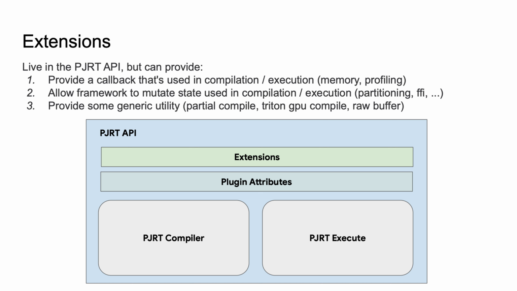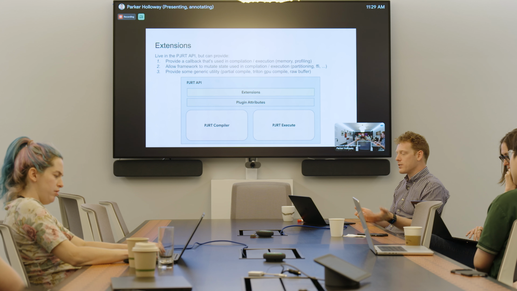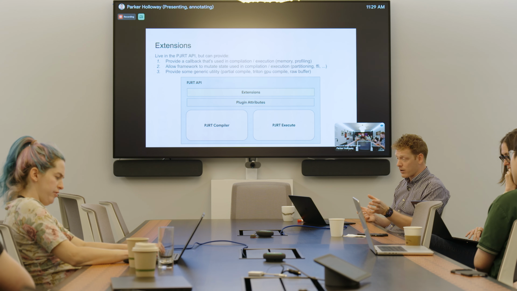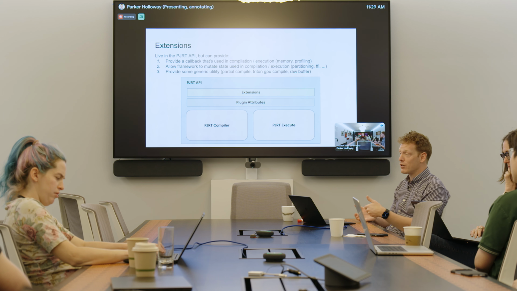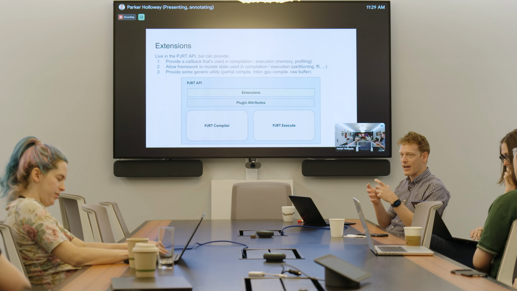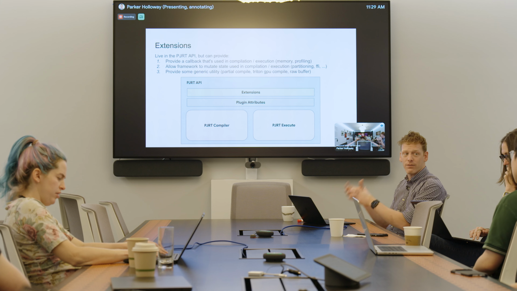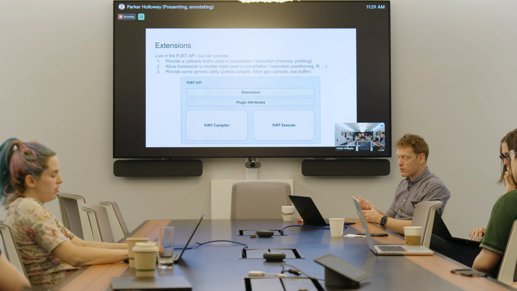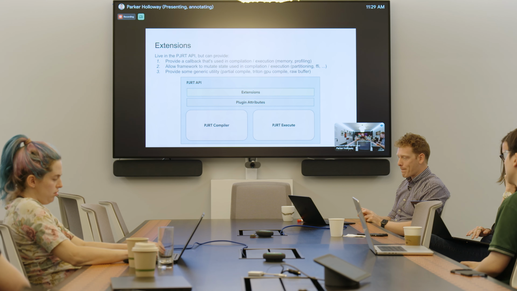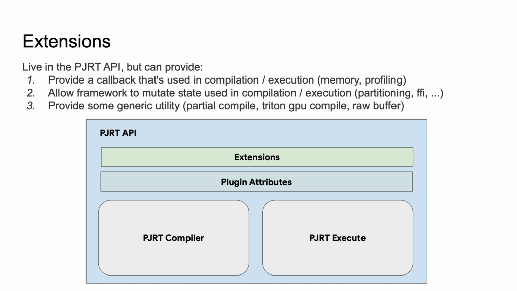Like I mentioned earlier, the profiling API provides that callback so that the framework or the application can use that callback. We have a second one that allows the framework to mutate state. Like the FFI extension, you have a user data add function, so you can add the state that you want that FFI call to have access to during the execution process. And then we have the third one that is providing some generic utility.